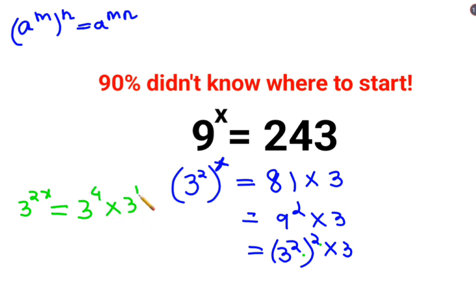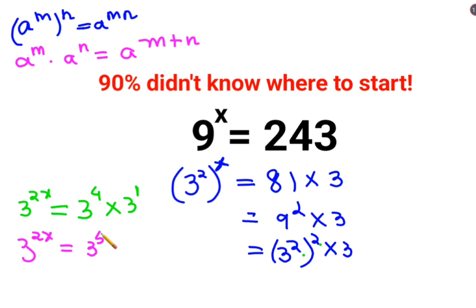So now since there is no index given to 3, that means the index is 1. Another rule in indices says that a raised to m into a raised to n can be written as a raised to m plus n. So here we can say 3 raised to 4 plus 1, which is 5.